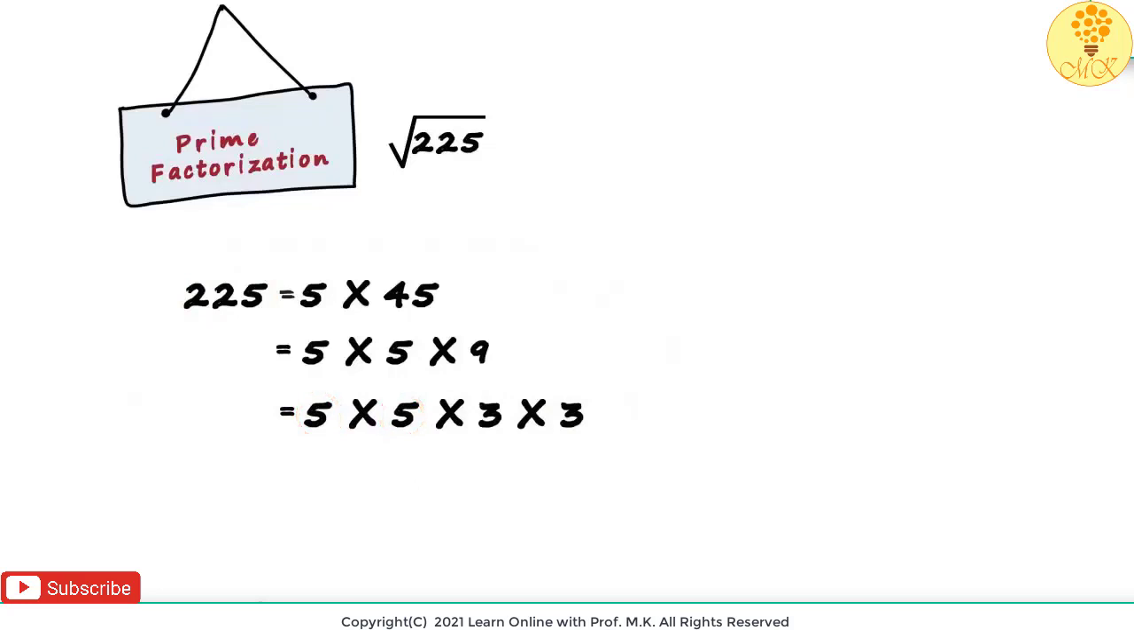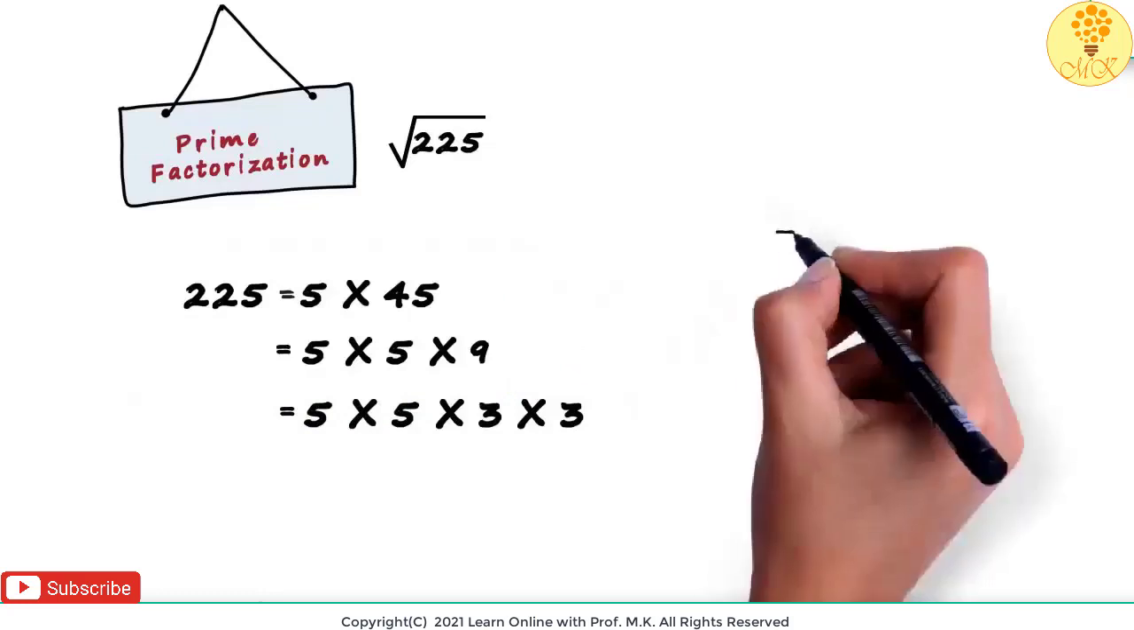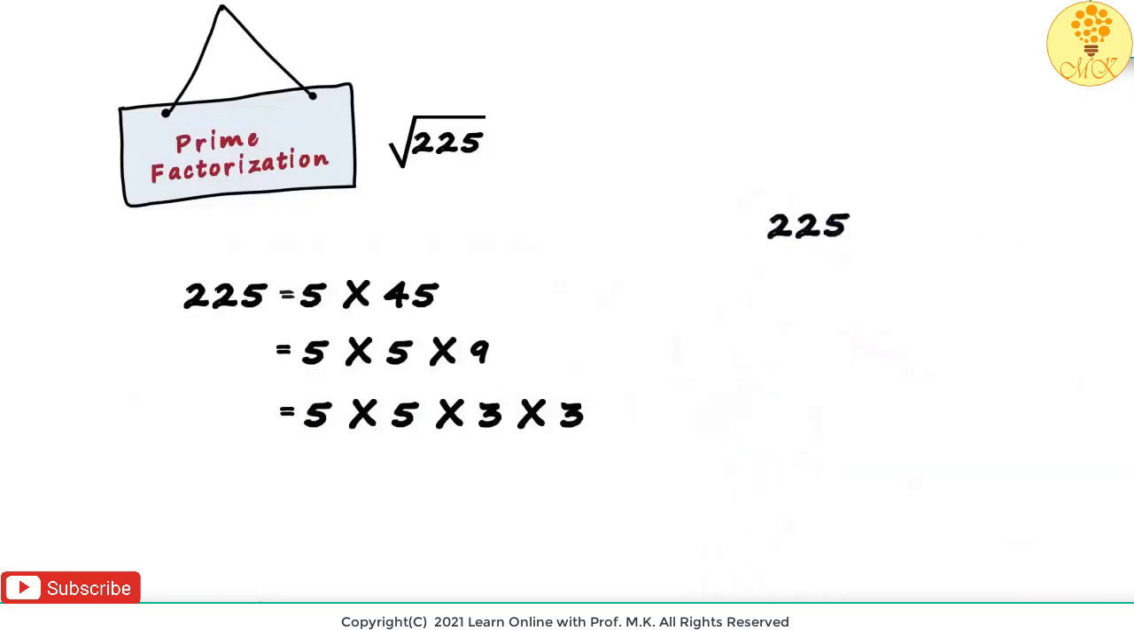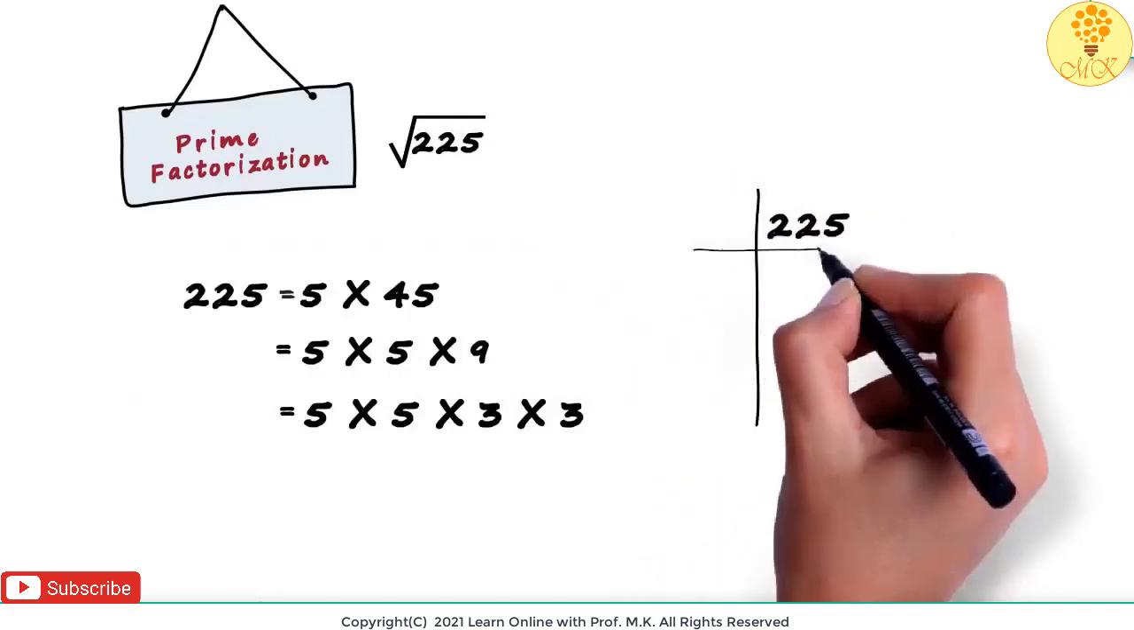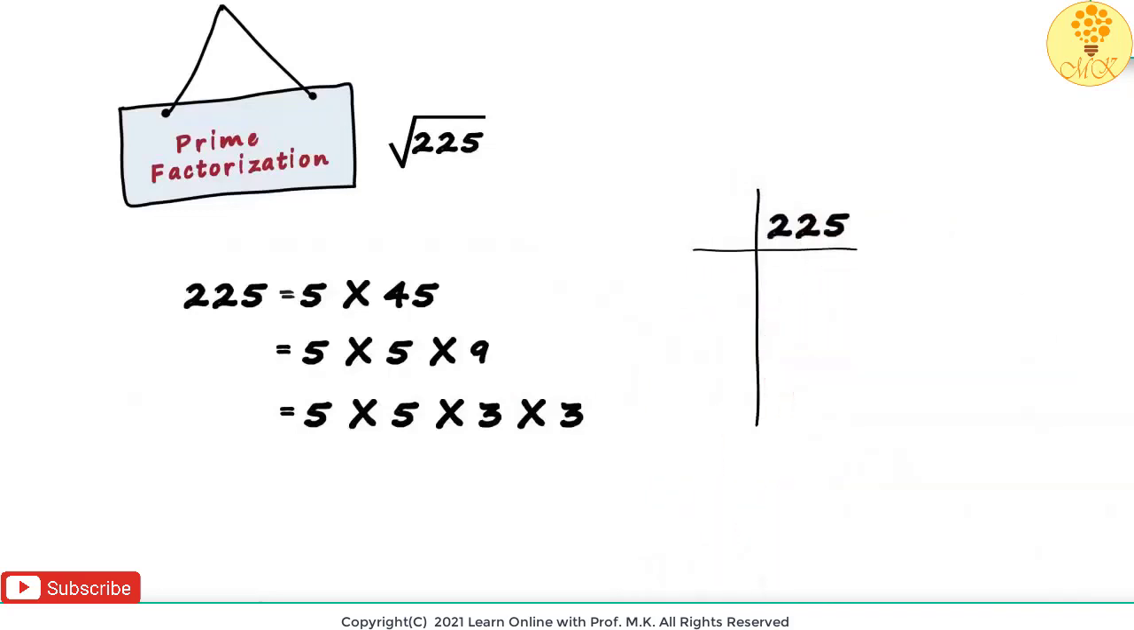This was simple, but is it the quickest way? No. Let's look at a quicker way. We write 225 like this and draw two lines here, like this. 225 is divisible by 5, so we write a 5 here. We just write the prime factors in this column.